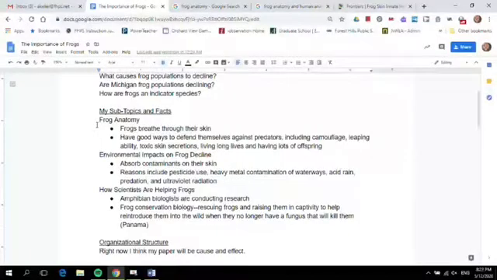If we look at my Google Doc from the other day, one of my subtopics is about frog anatomy. And I think that's really important for my readers to understand even before they learn about what are some of the environmental impacts on frogs. Because if you don't understand what a frog is made of, or how it's made, what its functions are, what its skin is like, how are you going to understand the ways in which the environment is impacting it? So I feel like I have a pretty good order.